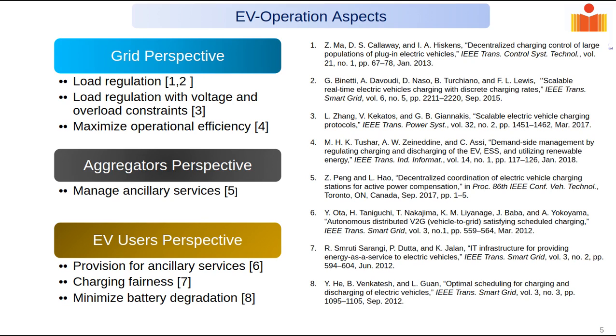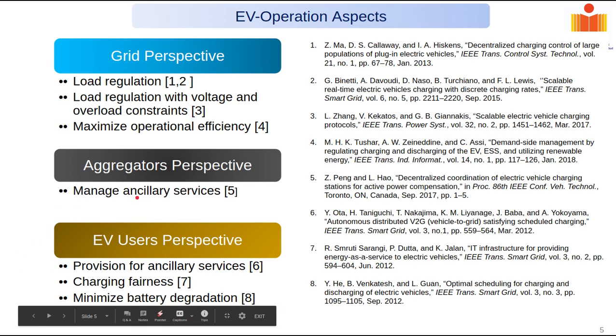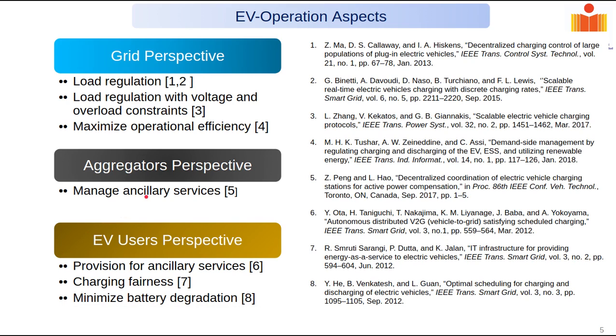Also, the aggregator need not be physically at one location. The aggregator can virtually aggregate the electric vehicles in a particular geographical region. So that is also there. So how to manage that? We found some work in the literature on that.